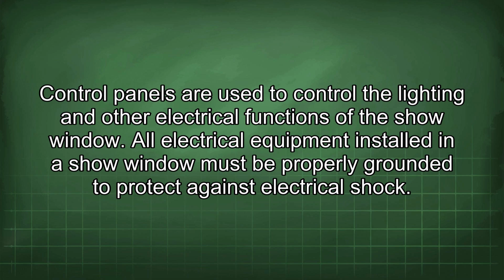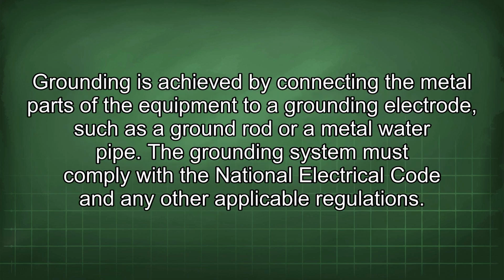All electrical equipment installed in a show window must be properly grounded to protect against electrical shock. Grounding is achieved by connecting the metal parts of the equipment to a grounding electrode, such as a ground rod or a metal water pipe. The grounding system must comply with the National Electrical Code and any other applicable regulations.